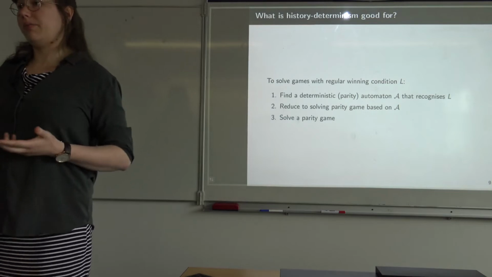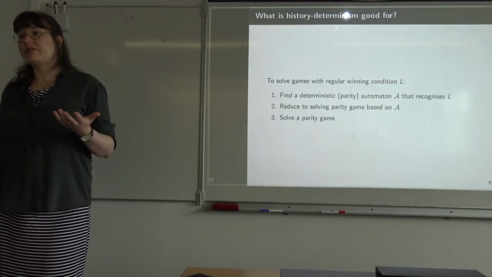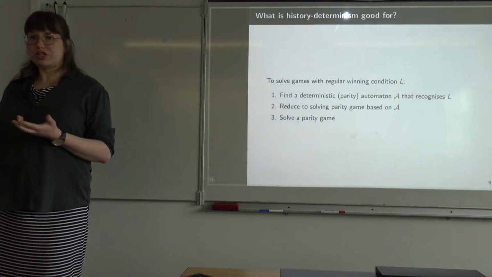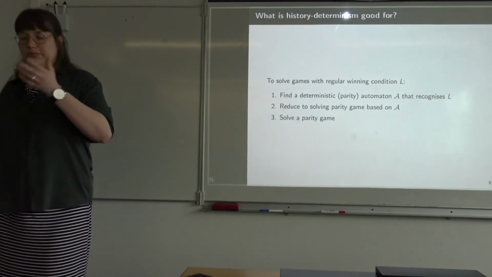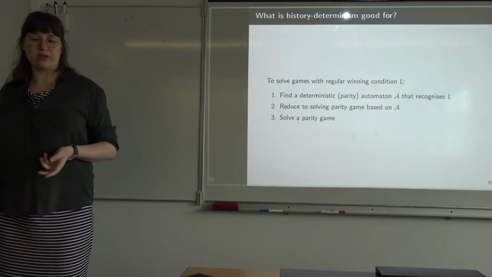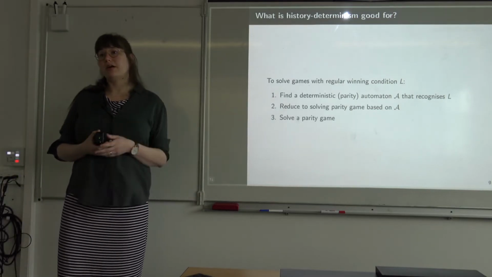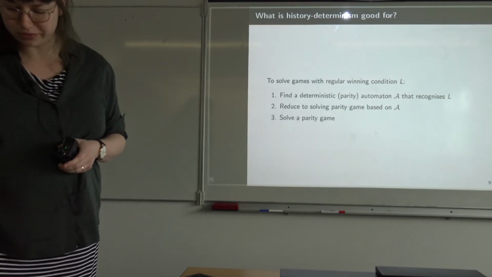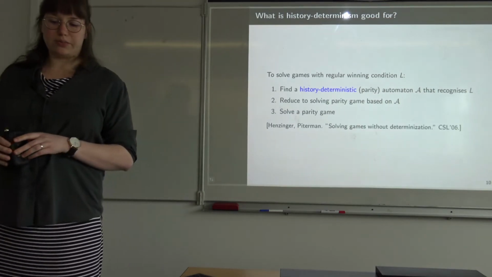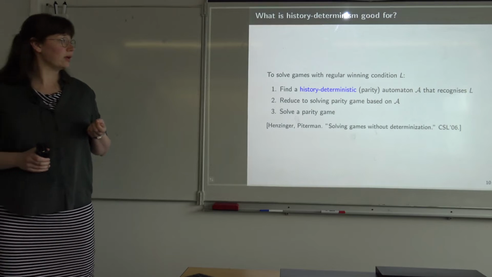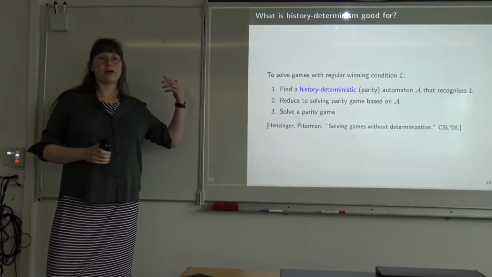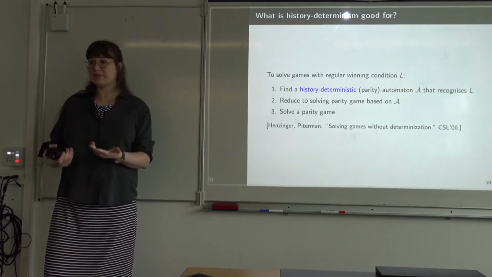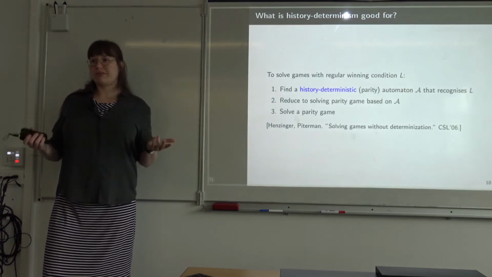And then you solve a parity game. So the idea is that you start with a game that has an arbitrary omega-regular winning condition, which we don't want to solve directly. We reduce it into solving a game that has a standard winning condition, which we can use algorithms out of the box to solve. Now, what Henzinger and Piterman observed is that in the first step, it is not necessary for this automaton to be deterministic. And in fact, this weaker requirement of it being history deterministic works perfectly well.